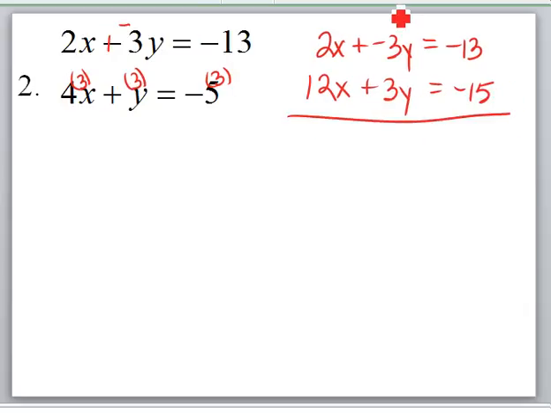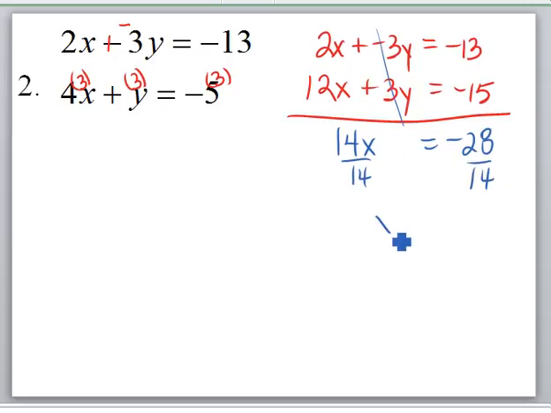What that does now is when I add these together, that creates 0. Here I get 14x equals, these two add together to give me negative 28. So I'll divide by 14 on both sides, and I get x is negative 2.